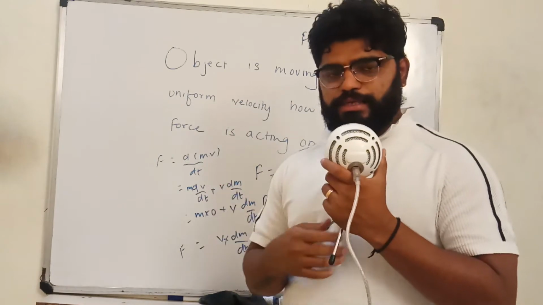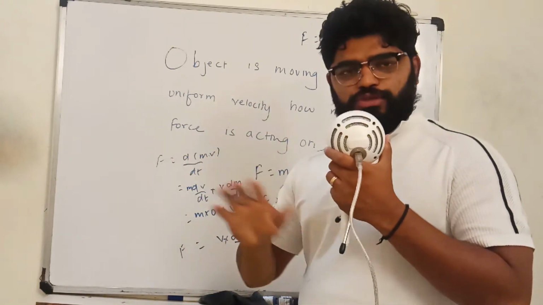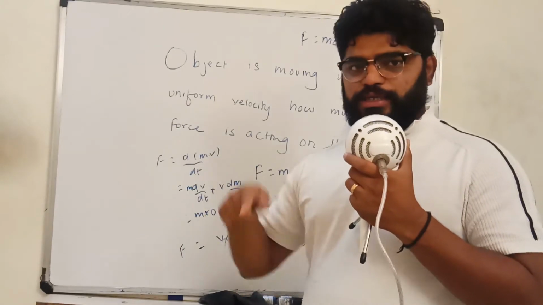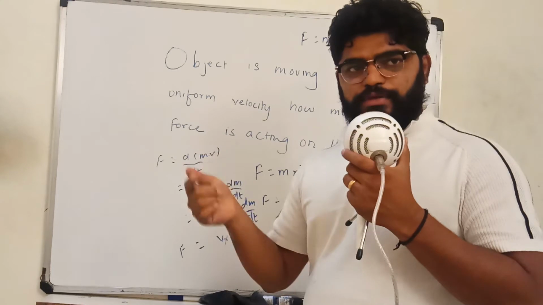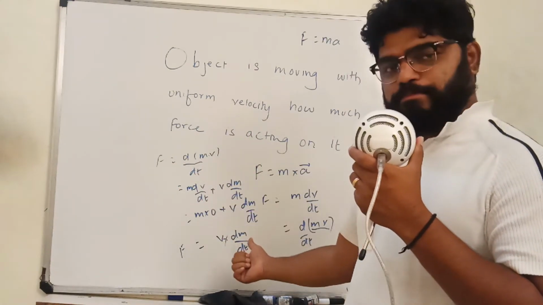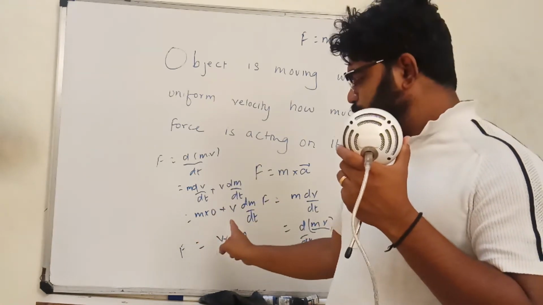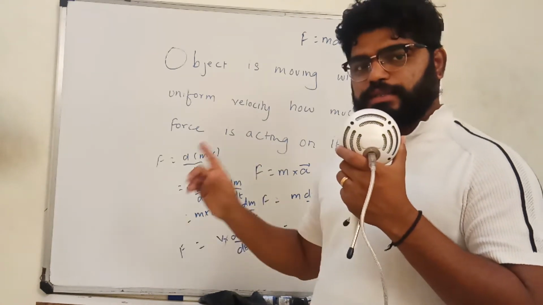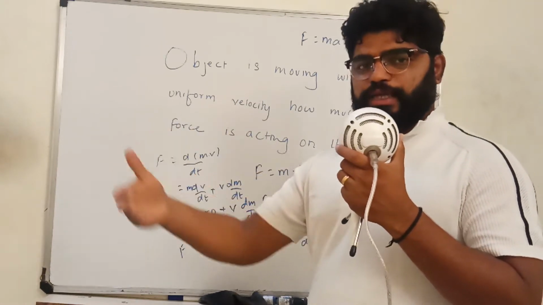That is, one statement is, if the velocity of an object is uniform, there is no force acting on the object, if the mass of the object is not changing. If the mass of the object is changing, even if its velocity is constant, there is a force required to maintain that velocity v.